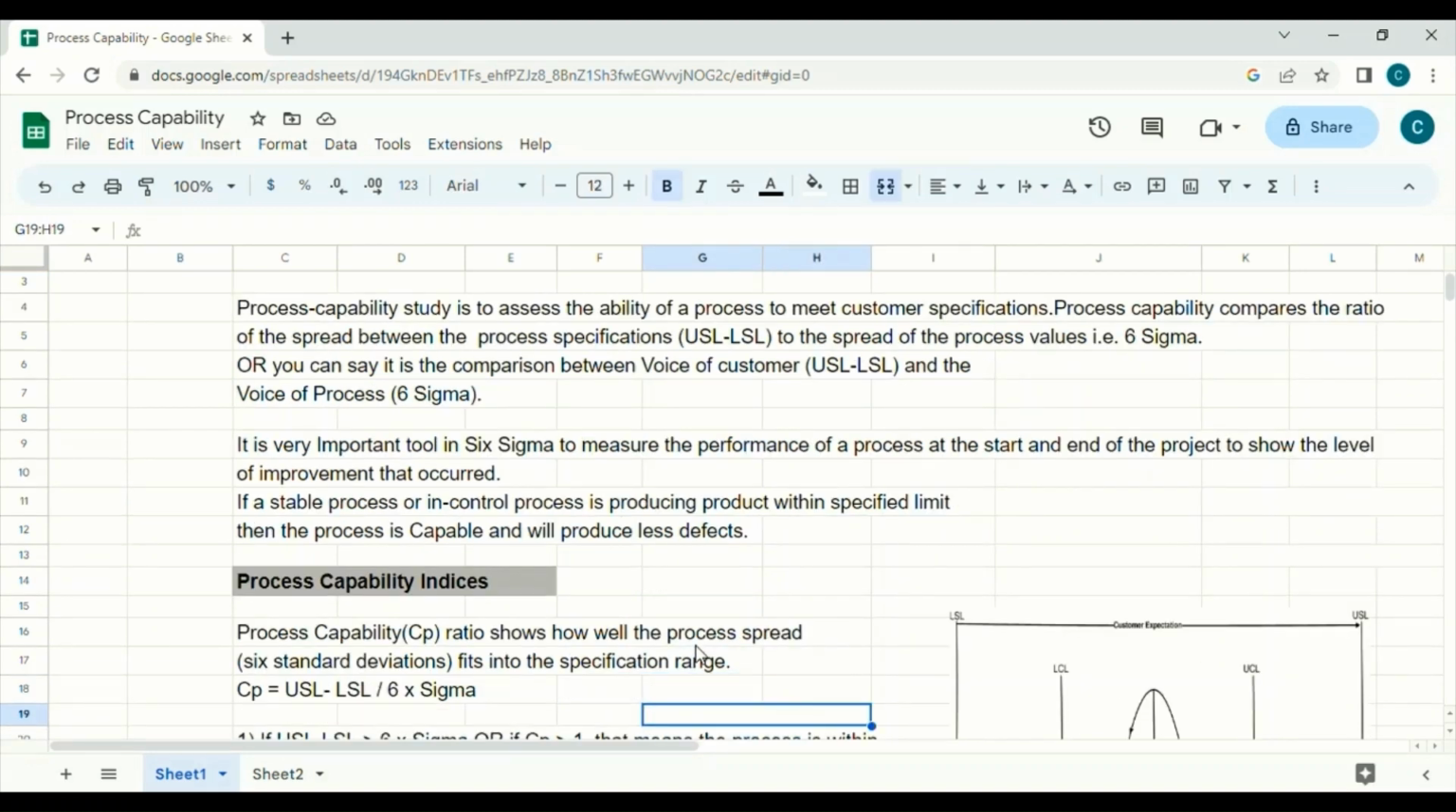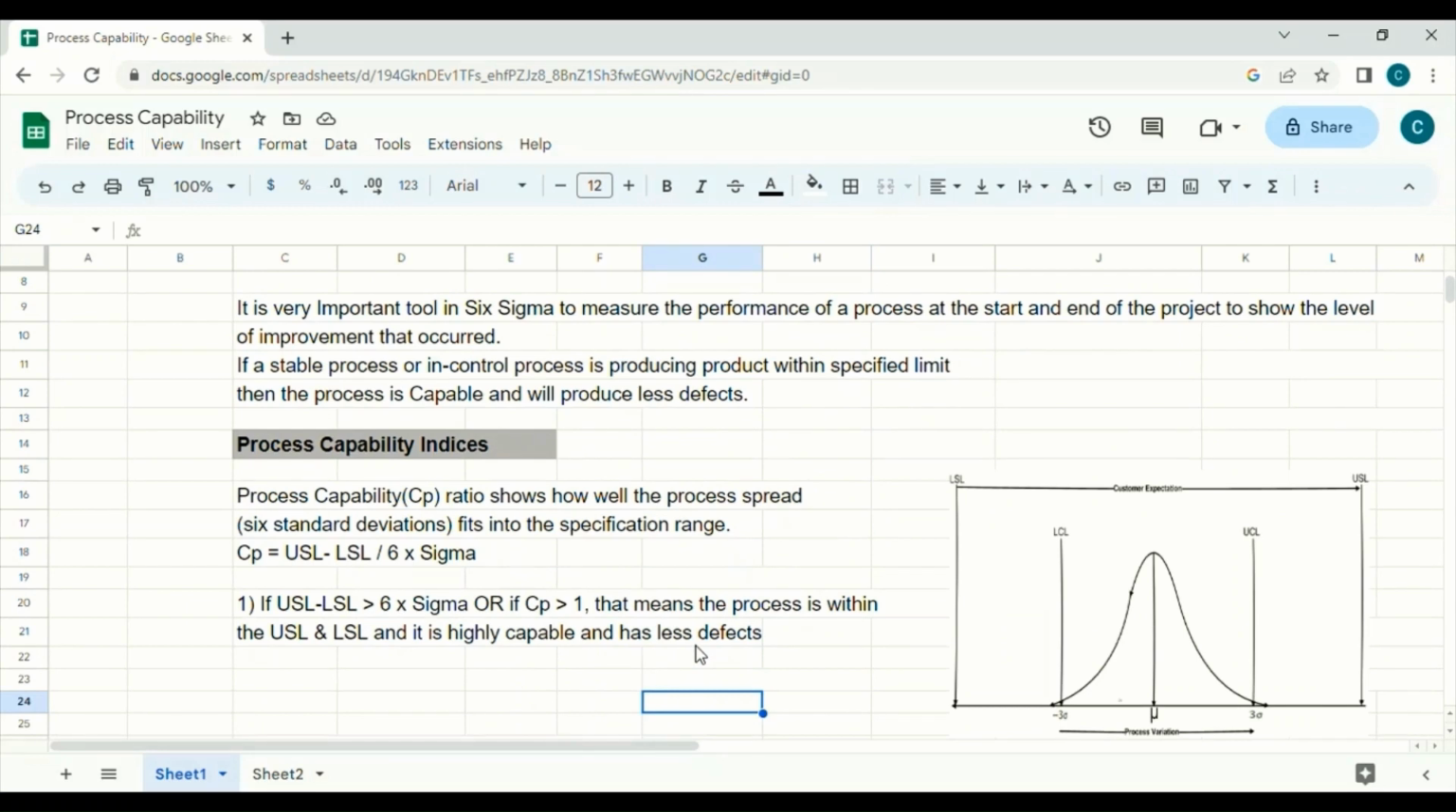Process capability indices. CP is known as one of the indices, and it is also known as process capability ratio, which shows how well the process spread fits into the specification range. The CP formula is CP equal to USL minus LSL upon 6 into sigma. Sigma is the standard deviation.